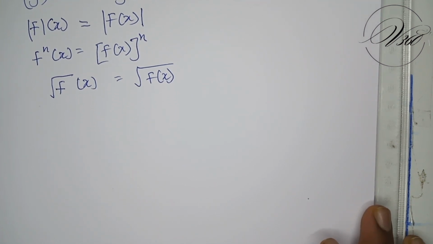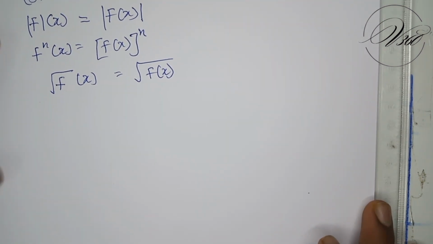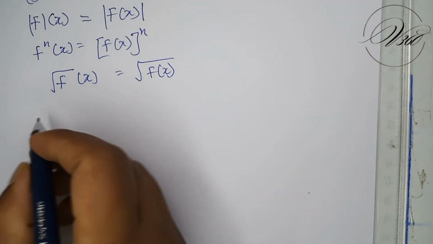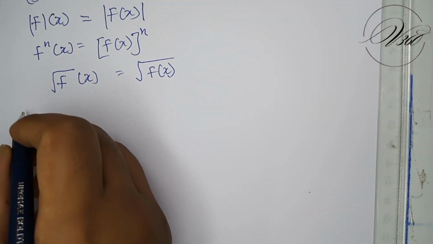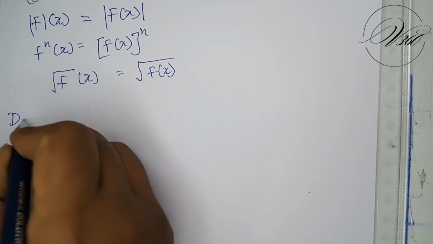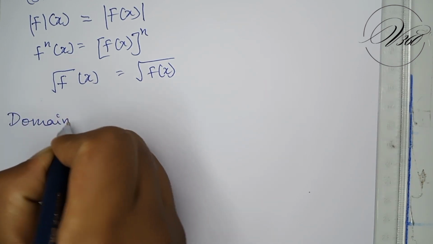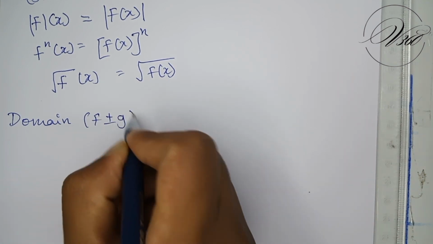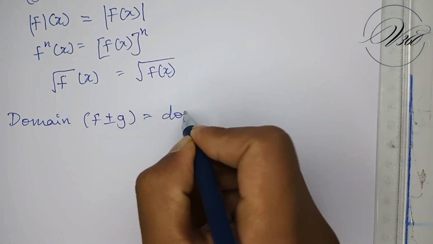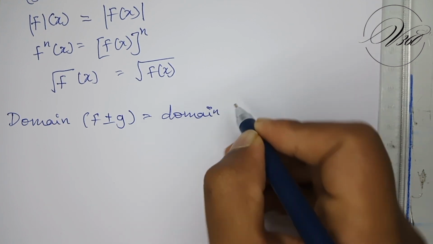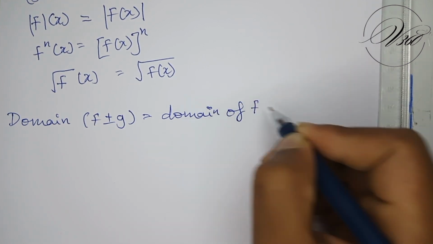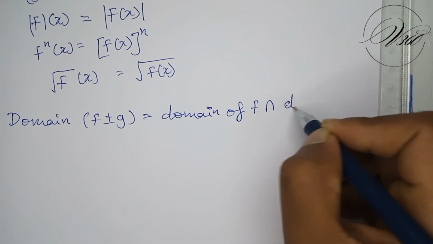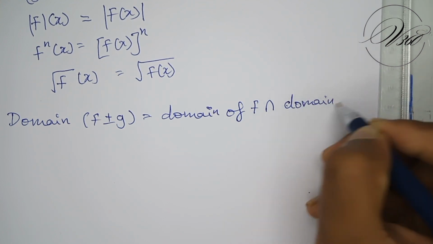Okay, now the domains part, that is domain of f plus or minus g is equals to domain of f intersection of domain of g.